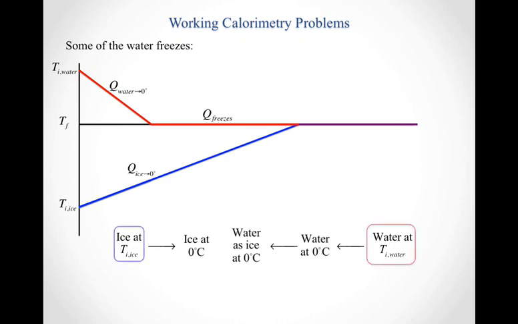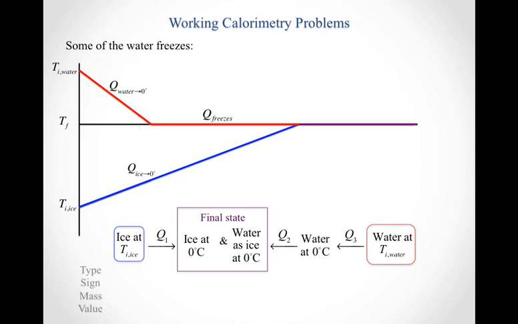So I start with my initial states on the outside, and my final state of the system is right here in the middle. Again, what I see here is three processes, but unlike the case where some of the ice melted, here only one of the processes involves the ice, and the other two involve the water. Categorizing these, I know that the ice is simply going to change its temperature. That's a specific heat process. It's going to take energy in, so it'll be positive.